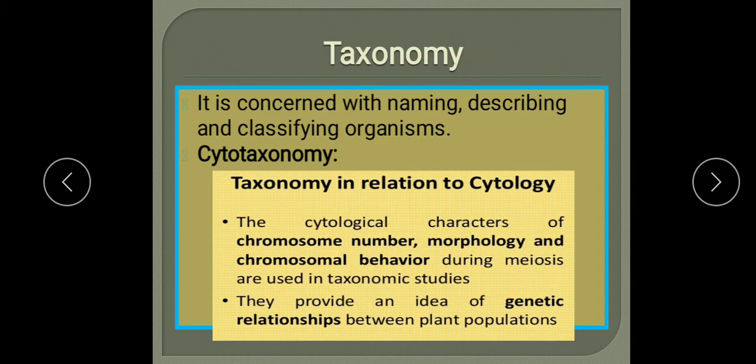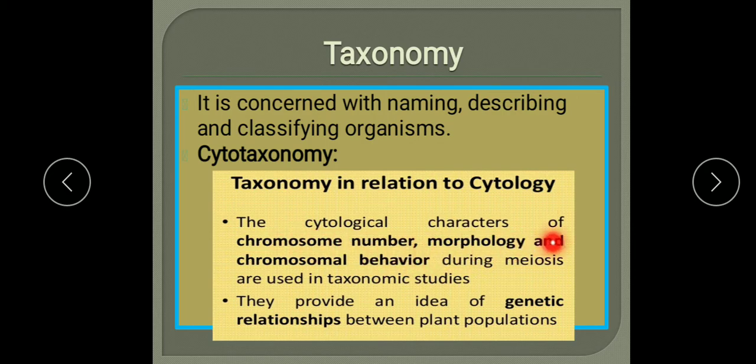So what is taxonomy? It is concerned with the naming, describing and classifying of organisms. This is the branch of biology that deals with classification. Now this taxonomy is further using various ways to classify the organisms, and on that basis they are named differently. The first type of taxonomy is known as cytotaxonomy. It is the taxonomy in relation to cytology, that is the structure of the cell.